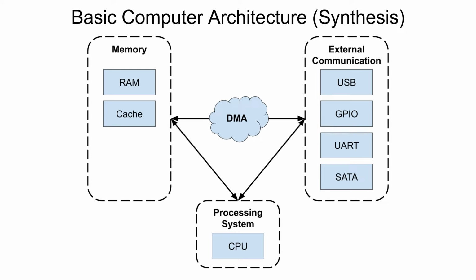What do I mean by that? Well, DMA is generally performed by a coprocessor or peripheral subsystem. So while the DMA can be seen as a separate connection that exists directly between external communication and memory, it generally requires a coprocessor, which behaves as another processing system, to facilitate the transfer of information between the two core components of memory and external communication.